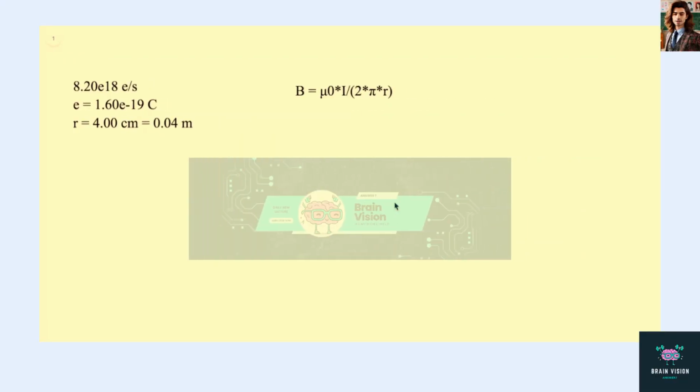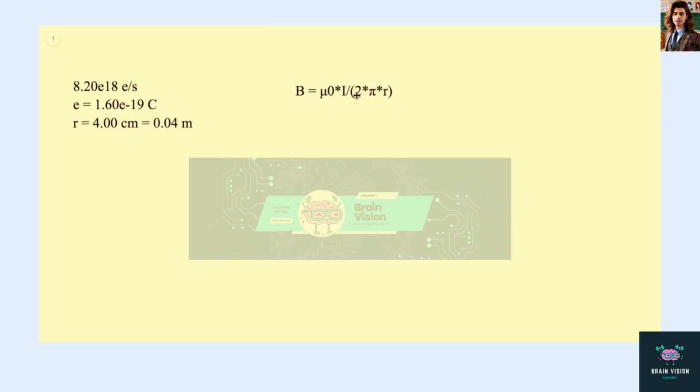Okay, this is question 28.16. We have a very long straight horizontal wire with a current such that 8.2 times 10 to the 18 electrons per second pass through any given point, and that's going from west to east. So we are looking for the magnitude and direction of the magnetic field at a point 4 centimeters, or 0.04 meters, directly above the wire.